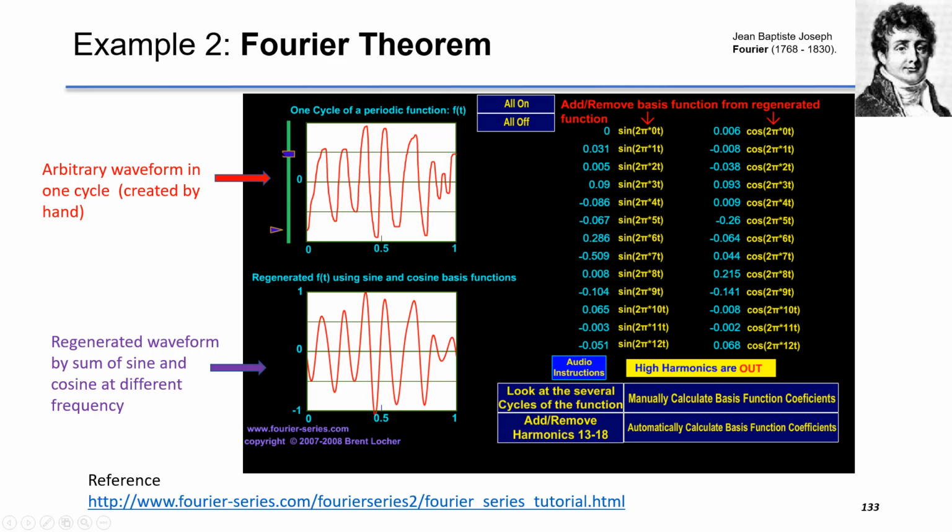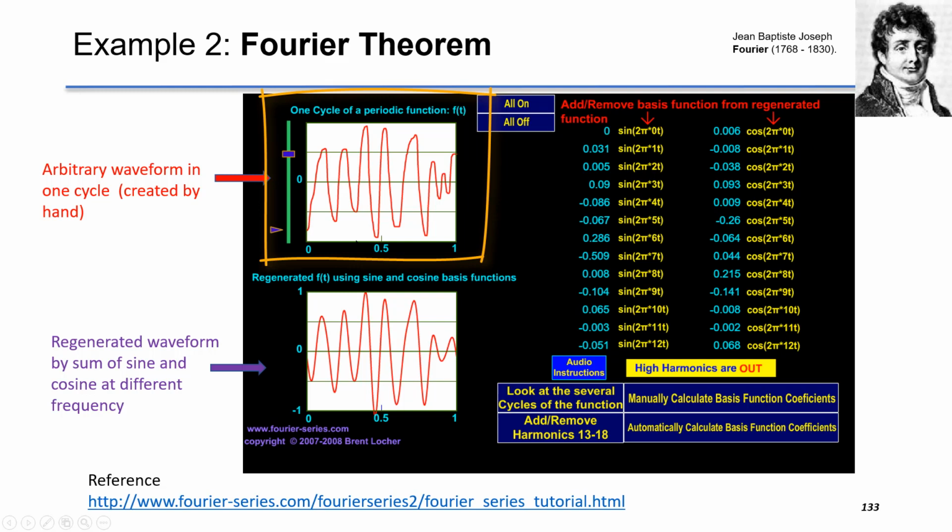This is a very simple example of the Fourier Theorem, sometimes called the Fourier series, founded by French mathematician Jean Fourier. It says a periodic function can be regenerated by a series of sine and cosine components at different frequencies. By using an interactive tool as shown in the reference, I created an arbitrary waveform in one cycle. It is highly recommended to give it a try by yourself.